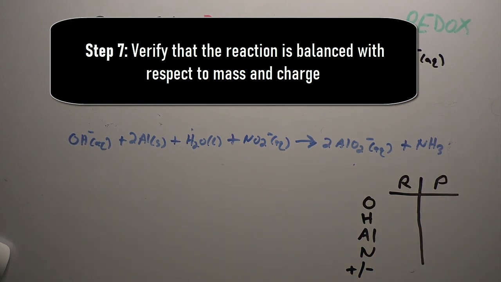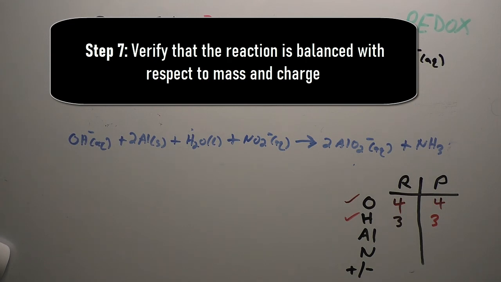So starting with oxygen, we have 3 sources of oxygen over here: hydroxide, the water, and the nitrite. So we have 1 oxygen in the hydroxide, plus 1 oxygen in the water. So far that's 2. And then 2 oxygens in the nitrite. So that's a total of 4 oxygens on the left. Do we have 4 oxygens on the right? Looks like we do. We have 2 aluminates with 2 oxygen apiece. 2 times 2 is 4. So oxygen is balanced. Moving on to hydrogen, we have 1 hydrogen plus 2 hydrogens, so that's a total of 3 hydrogens. Do we have 3 hydrogens on the right? Yes, we do. We have 1 ammonia, so that's 3 hydrogens.